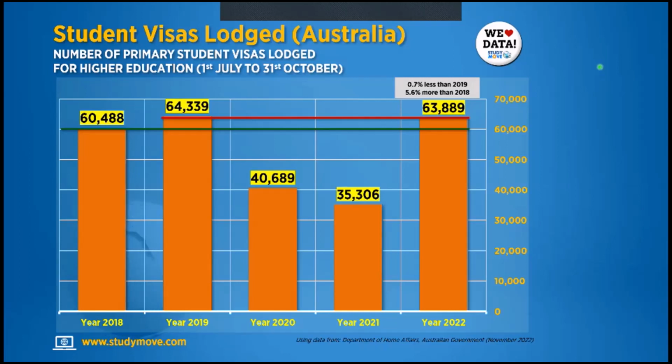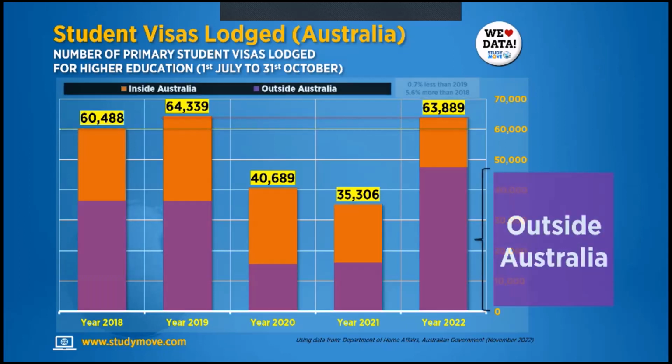What I also think is very interesting is to look at the distribution. Most of this growth in lodged visas comes from applicants who are outside of Australia. This is a very significant difference to what we saw at the peak of 2019, where about 50% were inside Australia and 50% were outside of Australia.